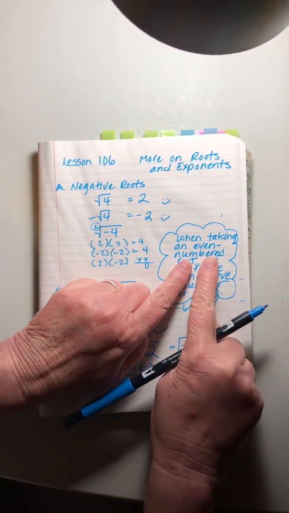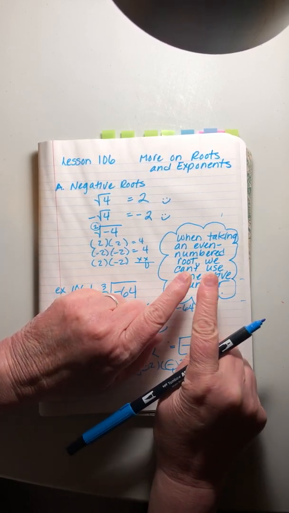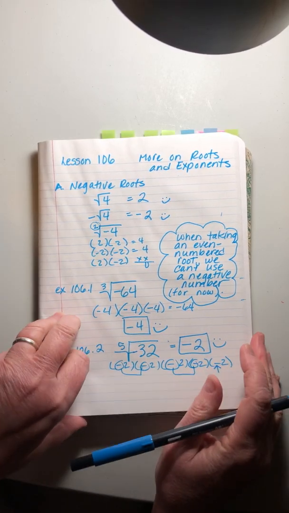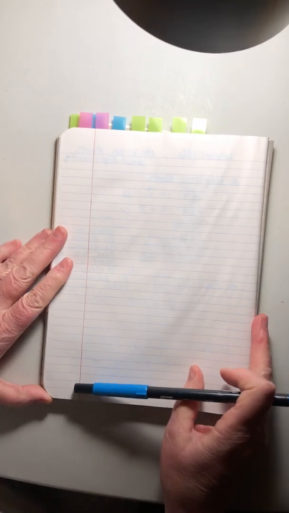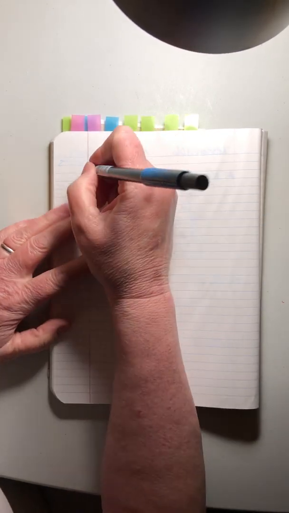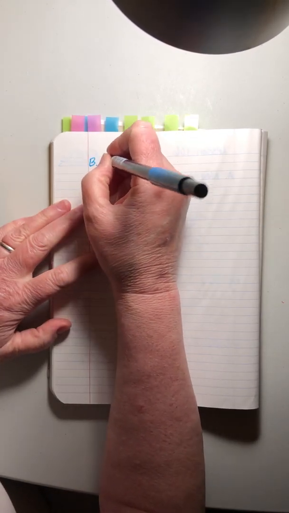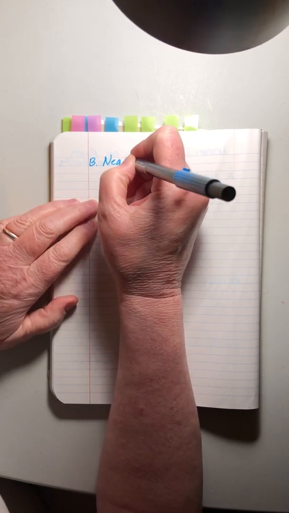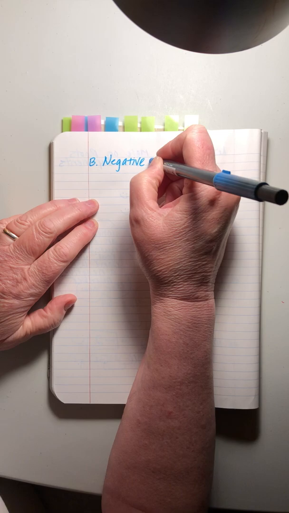Okay? So even numbered roots, bad. Odd numbered roots, good, when you put a minus sign in the pig house. Okay, so that's negative roots. Now, before we talked about negative roots, now we're talking about negative exponents.